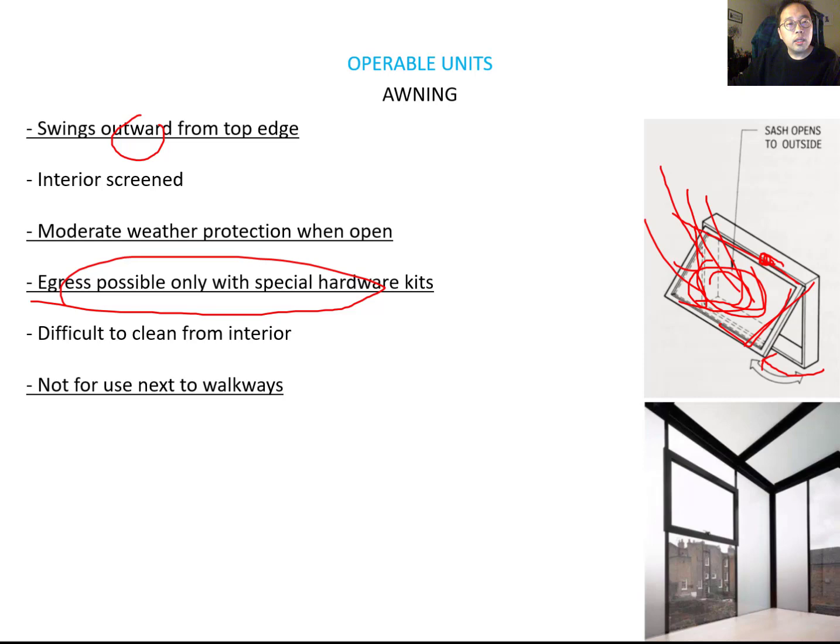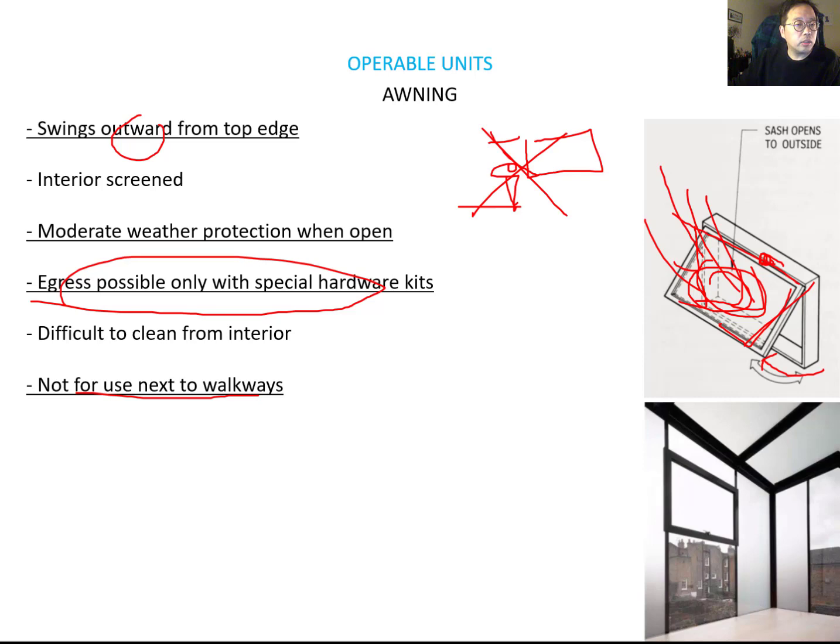Also, it's not for use next to a walkway. So this is a walkway, and here is your awning window. When you open it, it obstructs the public circulation in this region. It's not allowed to use an awning window right next to the walkway.